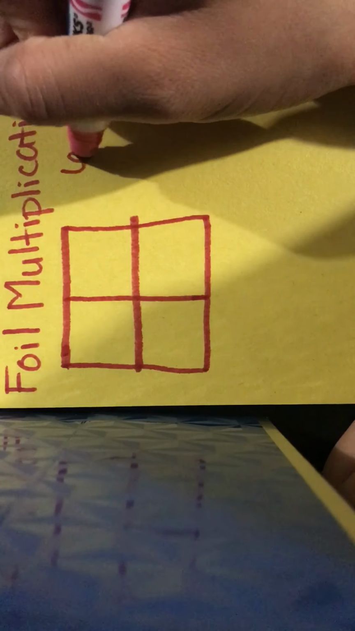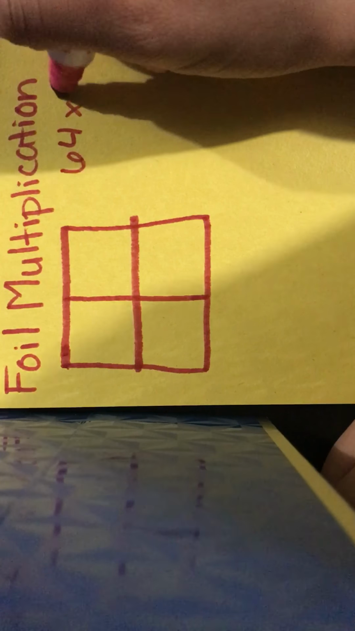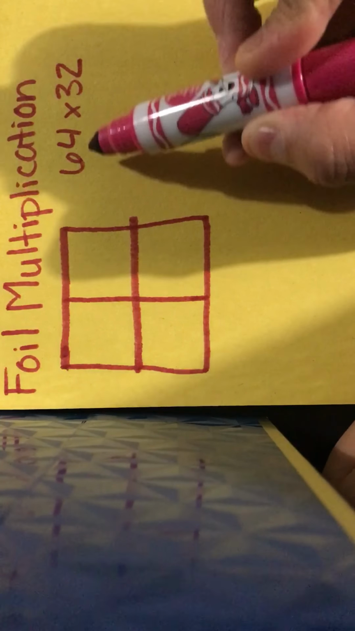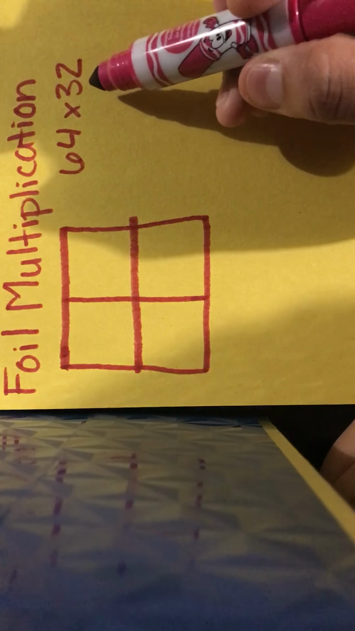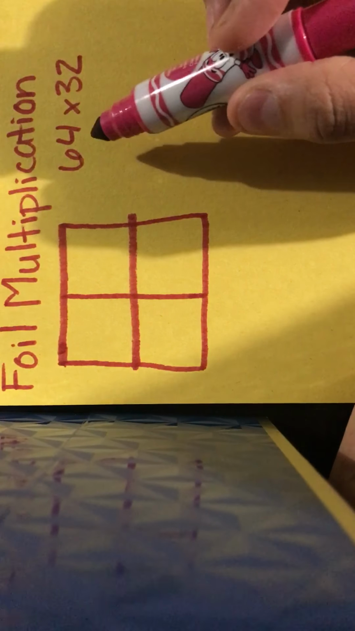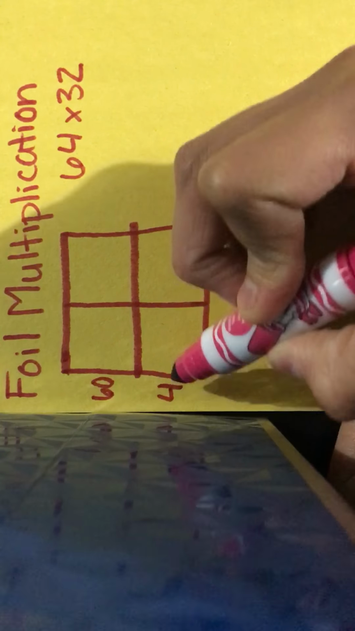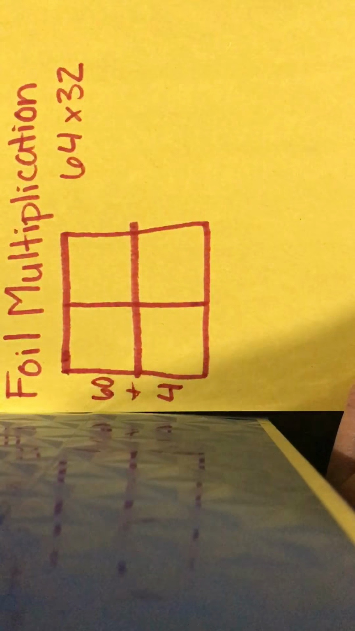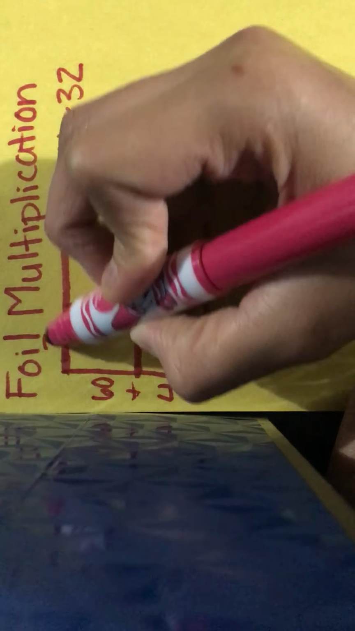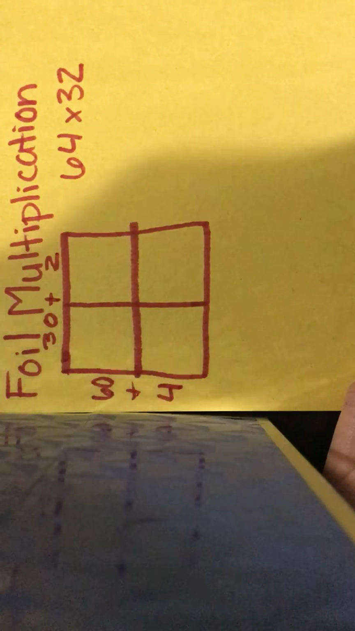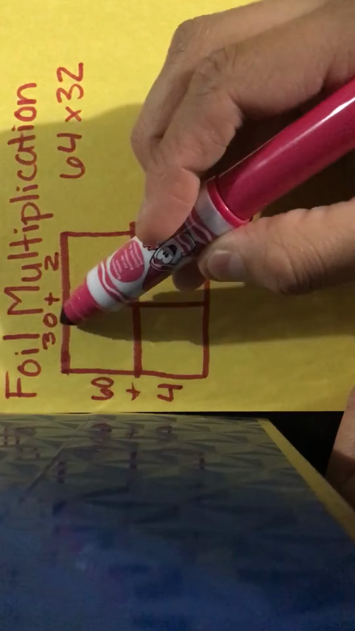So in this case I'm going to do 64 times 32. So what we'll do is break up the 64 and break up the 32. To make 64 you would need 60 and 4, and to break up the 32 you would need 30 and 2. So what you do now is multiply these two numbers.